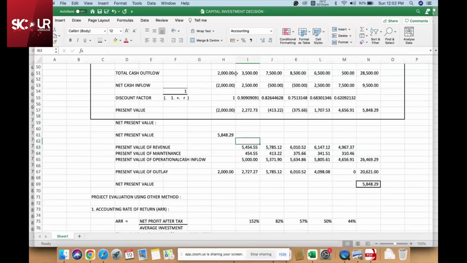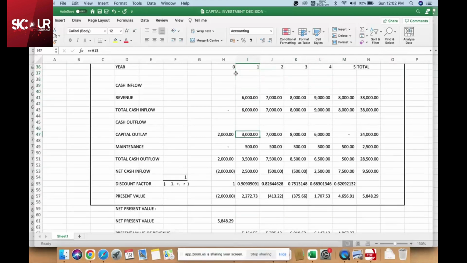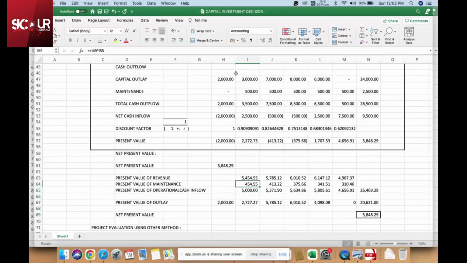We also discount the maintenance cost of 500,000 by the same rate, and we get the discounted amount. Then we minus the present value of revenue minus the present value of maintenance. We get the present value of operational cash inflow. So this is the net present value, and this is the total for 5 years, 26,000.